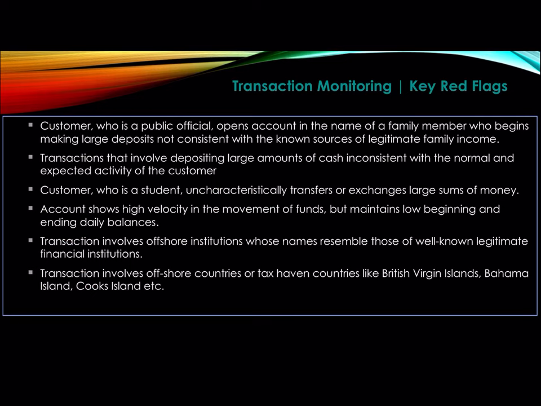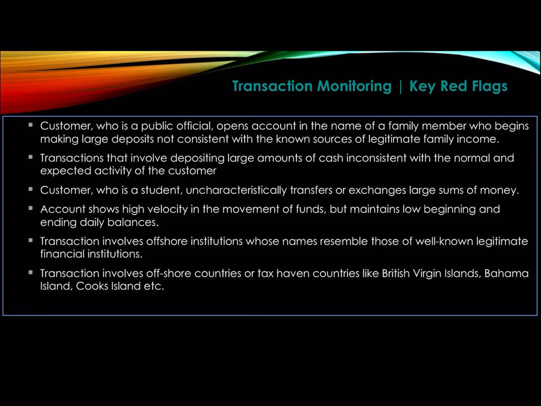So let's understand some of the key red flags. A customer who is a public official opens an account in the name of a family member who begins making large deposits not consistent with the known source of legitimate family income. So this can be one of the red flags. Transactions that involve depositing large amounts of cash inconsistent with the normal and expected activity of the customer. A customer who is a student uncharacteristically transfers or exchanges large sums of money. Accounts show high velocity in the movement of funds, but maintain low beginning and ending daily balances.